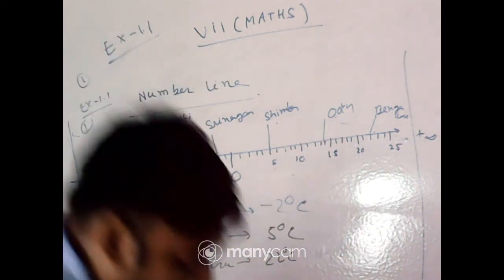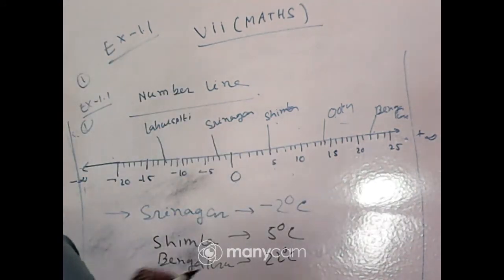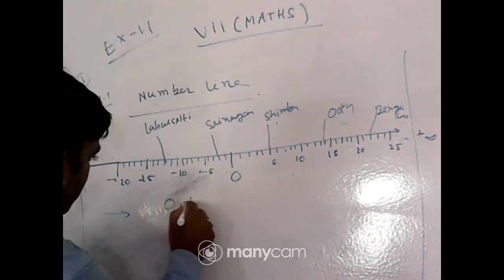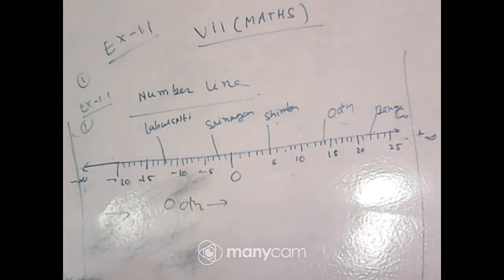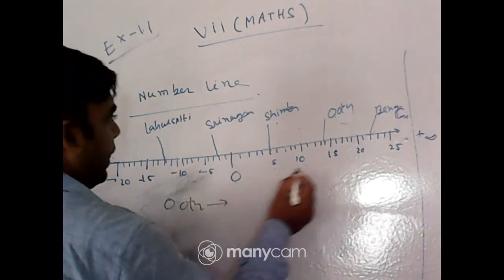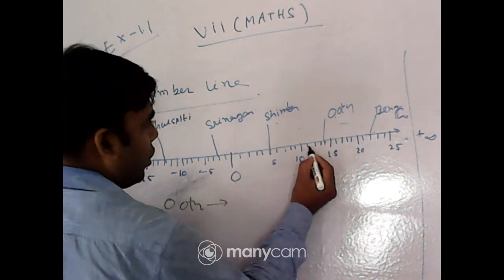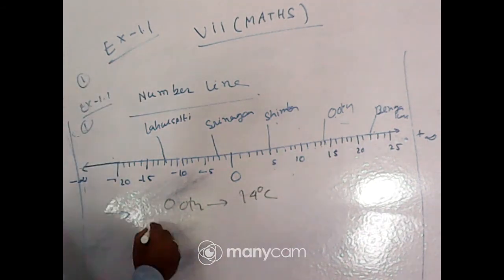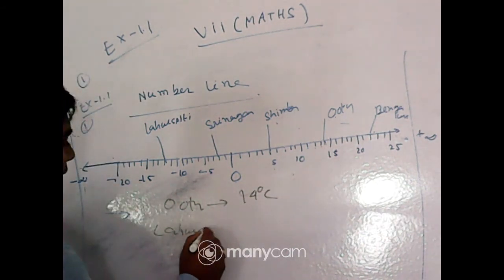Next, Srinagar, Bengaluru, Simla are done. Now OT. What is the temperature of OT? Tell me quickly. It's very good. That is 14 degrees Celsius. 11, 12, 13, 14. 14 degrees Celsius.